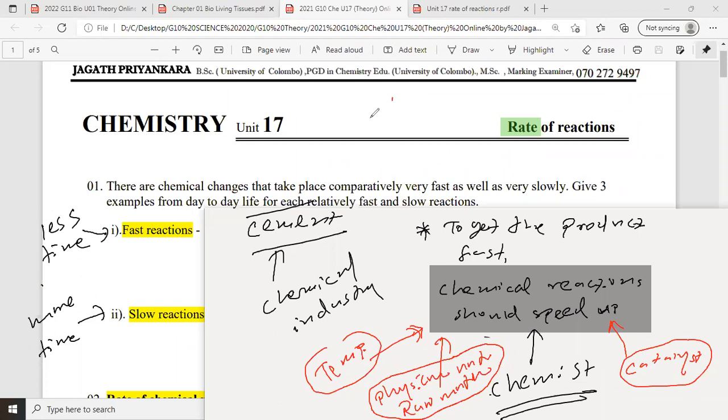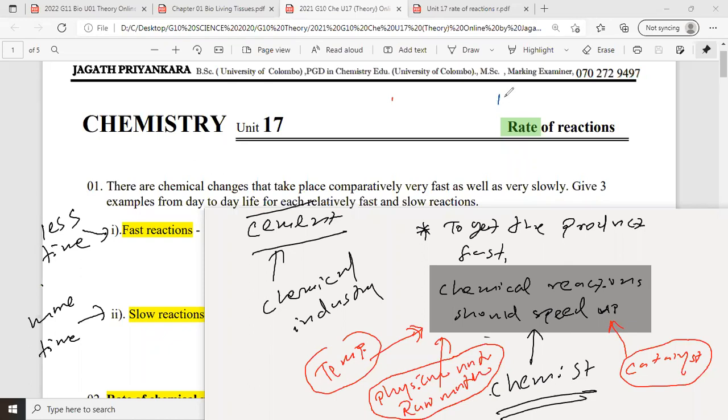How fast the vaccine is produced. So all this chemical process. Otherwise you can't supply the demand. People have to wait for a longer period to get the vaccine. Therefore, rate of reaction in A-level chemistry and beyond, at university level, we call it kinetics.